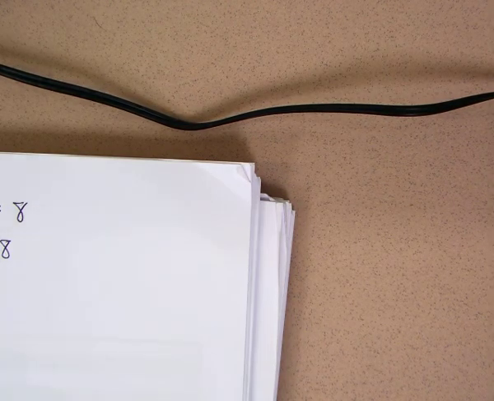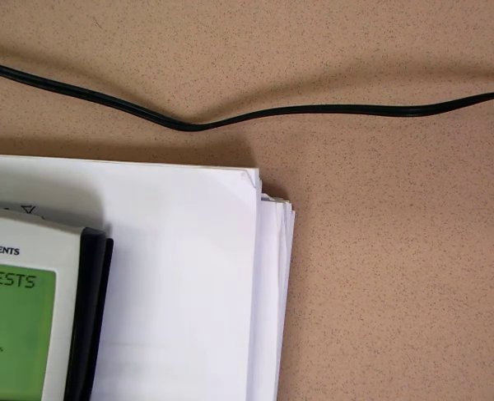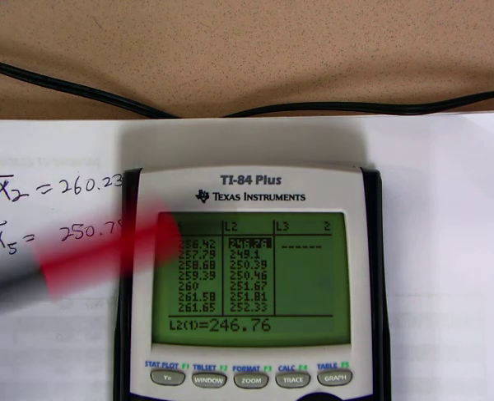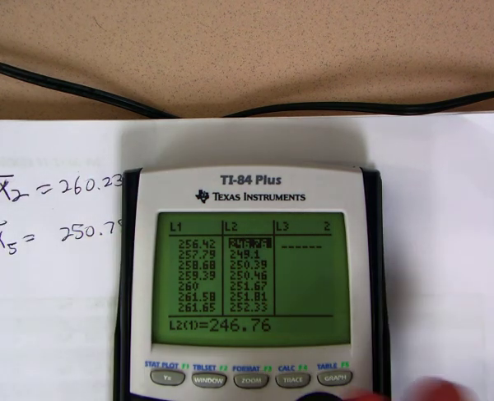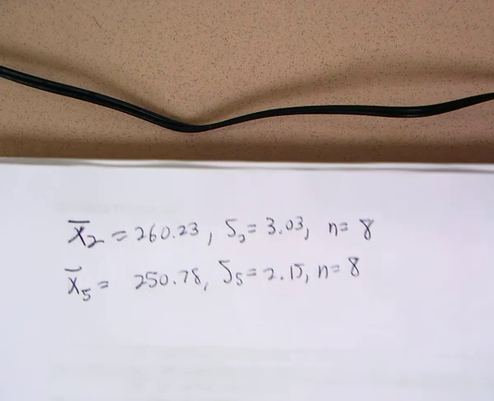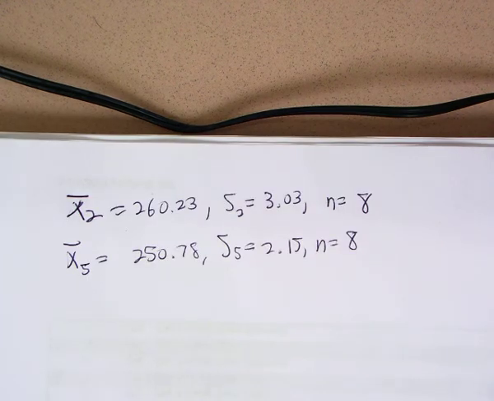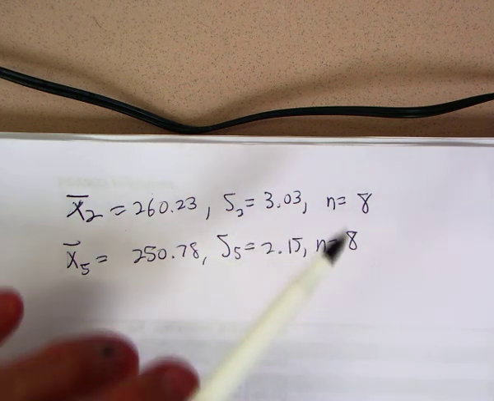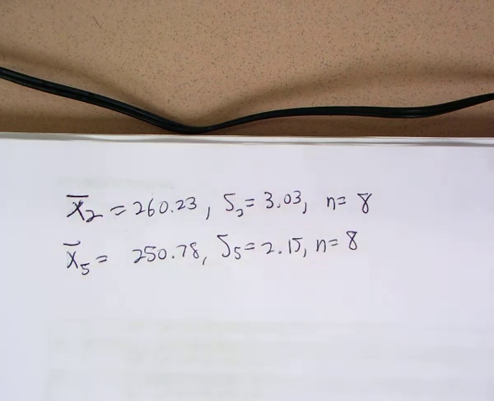Okay, so what you would do is we're going to put those two heats. Heat 2 is in L1, heat 5 is in L2. So that's how we would set that up. When you do this out, these are the summary statistics you're going to get by using 1-Var Stats of L1 and L2. So there's the mean time for heat 2, the mean time for heat 5, standard deviation for heat 2, standard deviation for heat 5, and then the sample size for each heat.